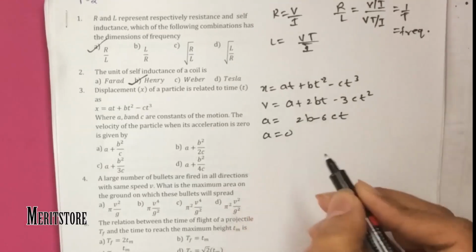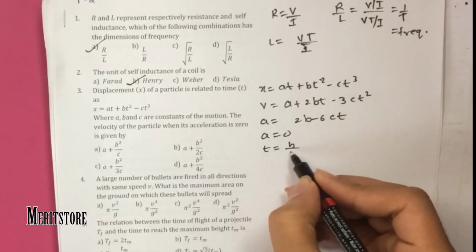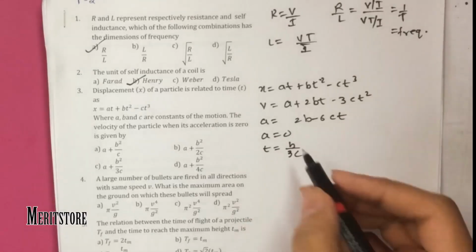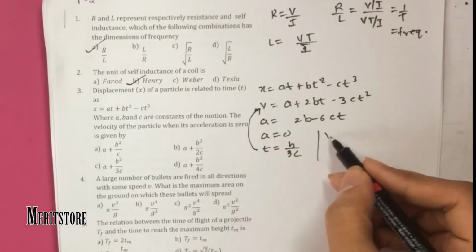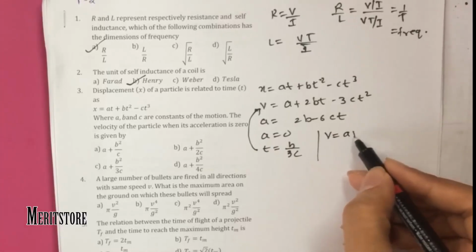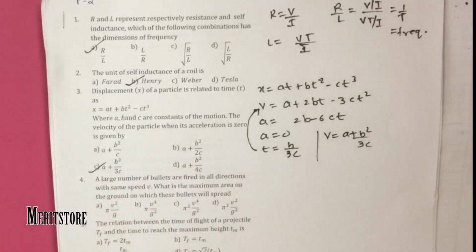Since we know acceleration is 0, we would get t equals b by 3c. So substituting t equals b by 3c in velocity equation, I would get v equals a plus b square by 3c. So your correct answer would be option C.